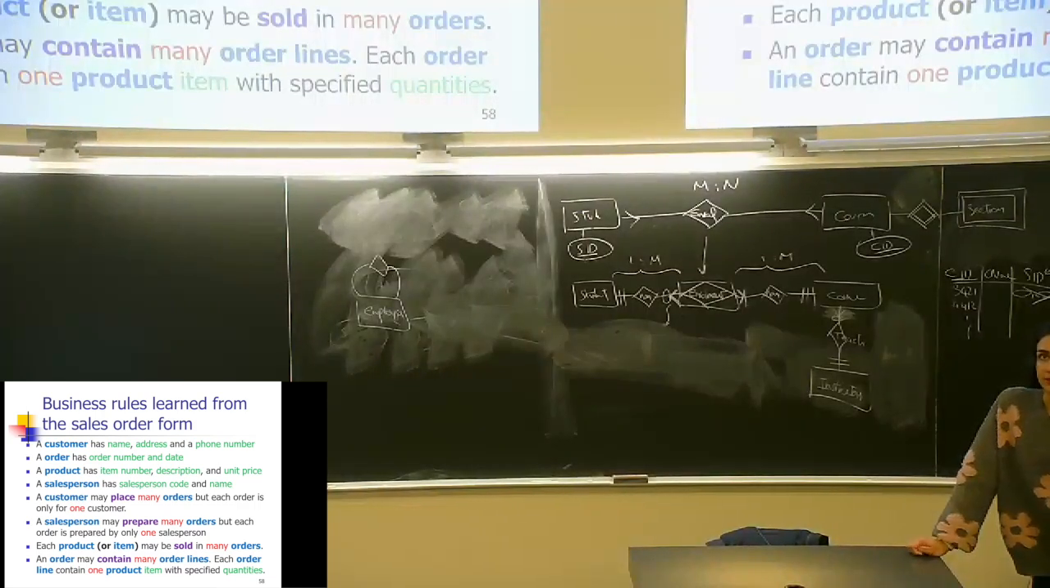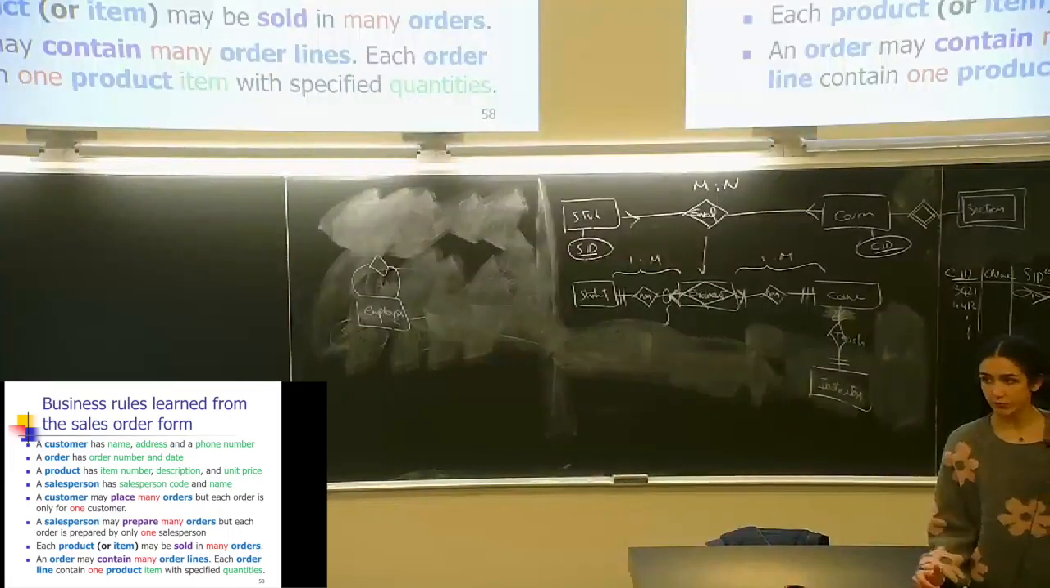Price, is price an entity or attribute? So we can think about that. Is price an entity or an attribute? Does price represent a person, thing, object, or place for which you want to store some information?